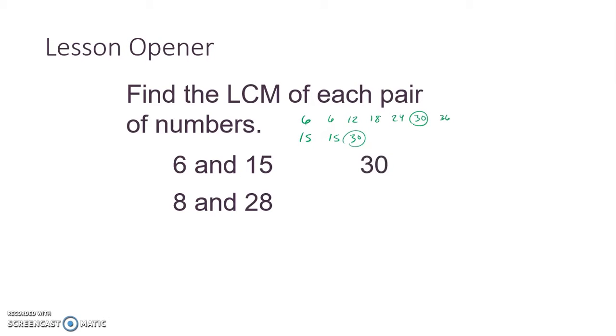And then for 8 and 28, we could do the same thing, writing out our multiples, and we would find that our least common multiple for 8 and 28 would be 56.